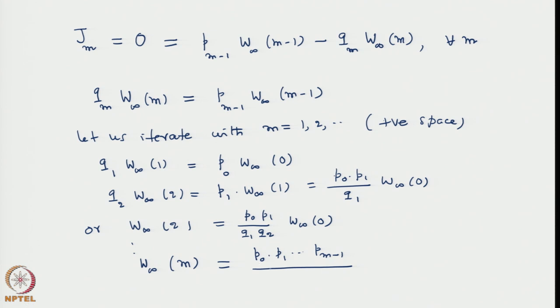There will be m terms because it starts with 0. Similarly, the denominator will be Q_1, Q_2, up to Q_m, into W_infinity(0). So, formally we have obtained an expression for the site occupancy probability on the positive side, sites 1, 2, etc., in terms of the value at the origin. We can do a similar exercise starting on the negative side, if it exists, again in terms of W_infinity(0). Now, it is required to evaluate W_infinity(0). So, we need to now possess a specific model.